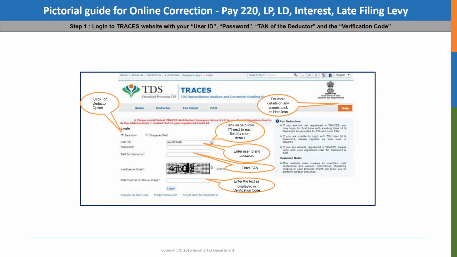After clicking on the login hyperlink, this page would be displayed. Here click on the Deductor button and then enter your user ID, password, TAN and verification code as displayed on the screen. After that, click on the button Login. Now in case you have forgotten your user ID or password, please refer to our online videos in the channel to retrieve the same. The link for the videos is given in the description box.